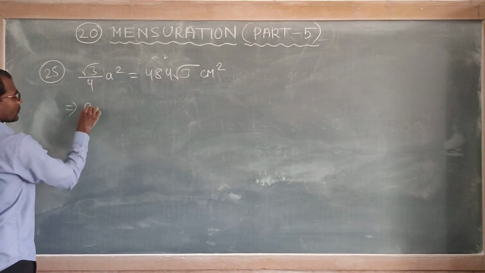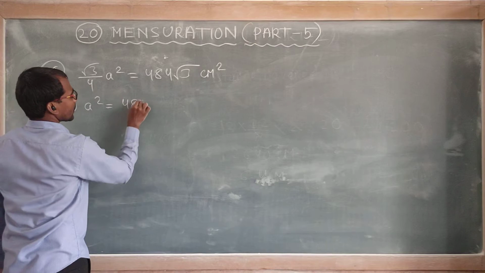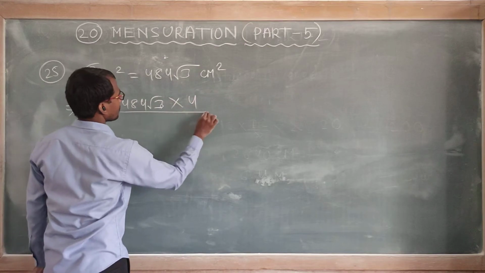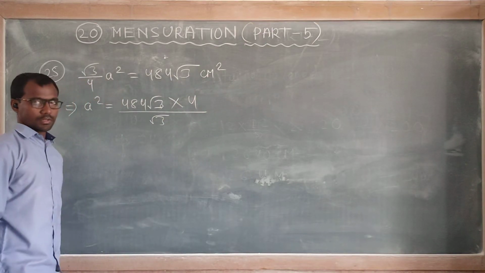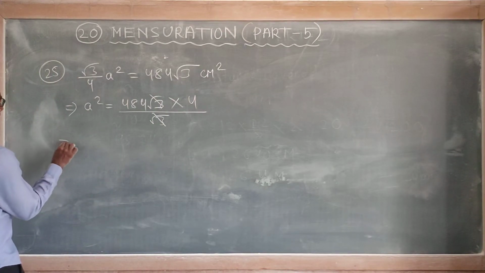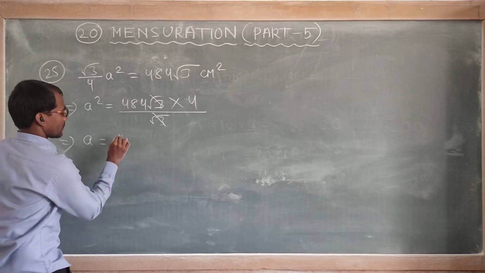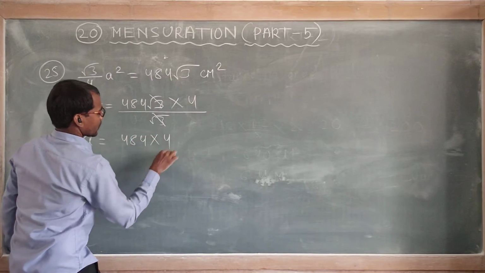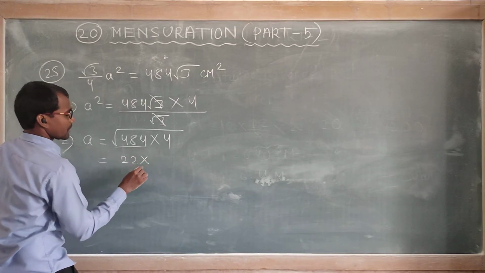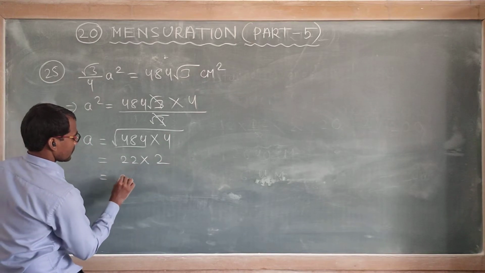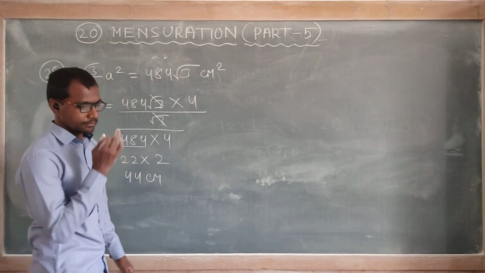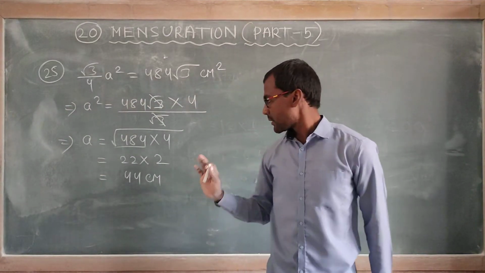So a square is equal to 484 root 3 into 4 by root 3. Okay, so root 3 cancel. Do not multiply. We are going to find square root. So a is equal to square root of 484 into 4. Square root of 484 is 22. Square root of 4 is 2. So 44 cm. So each side of the equilateral triangle is 44 cm.